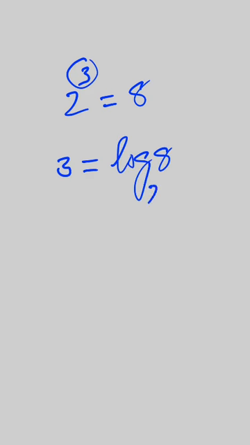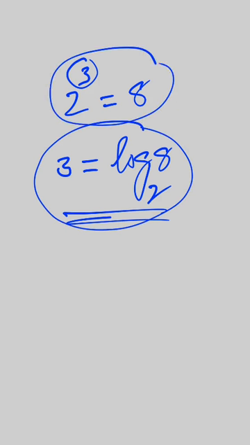For example, 2 power 3 is equal to 8. This is the exponential form. So how can we write it as a logarithmic form? I told you whatever number is there in the exponent, write it first. 3 is equal to log 8 base 2. In this way we can write the exponential form in the logarithmic form.